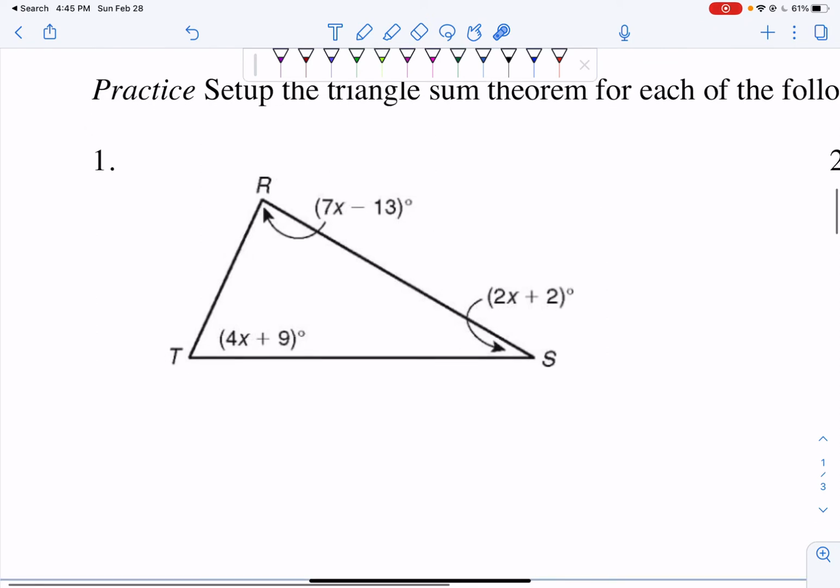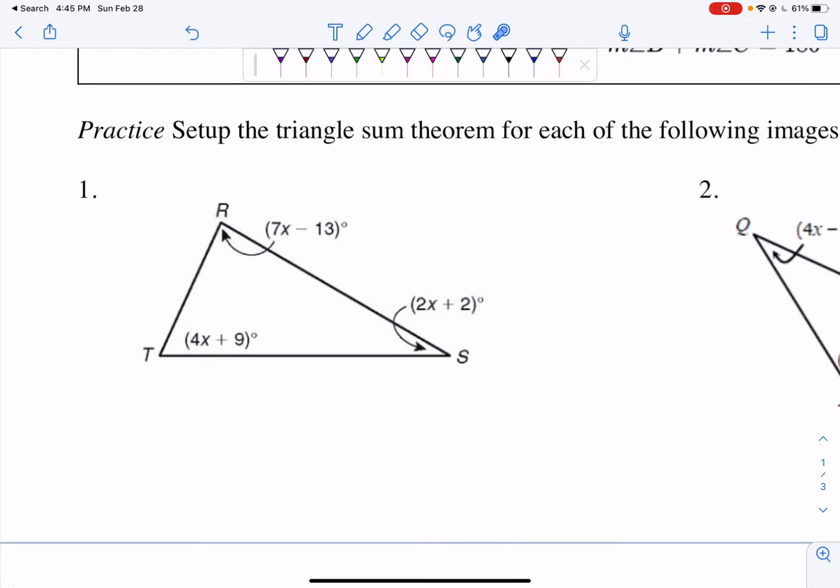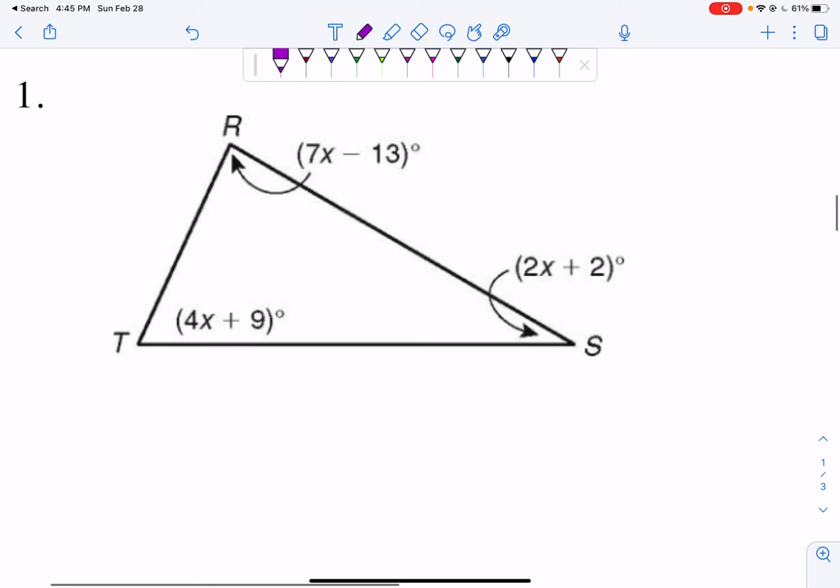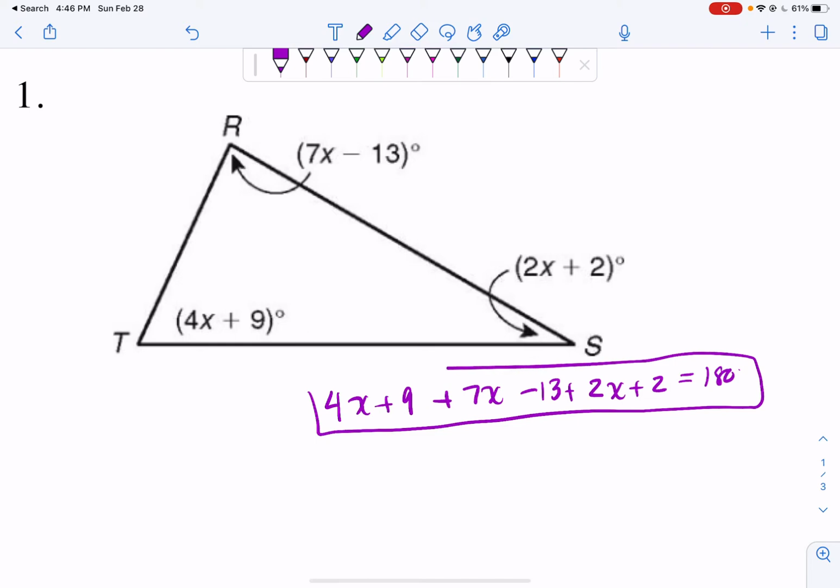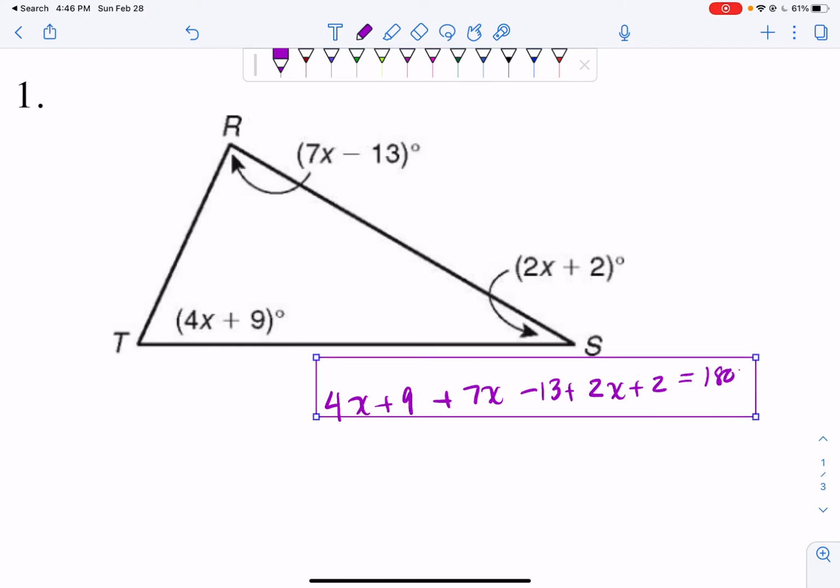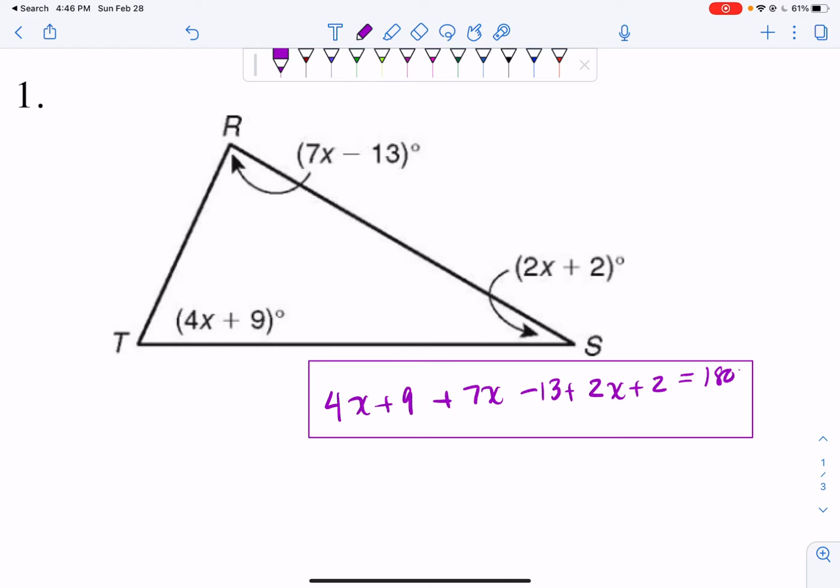So in my first image right here, I have 3 interior angles, and my interior angles are 4x plus 9, 7x minus 13, and 2x plus 2. Again, all I'm going to do is take those angles, add them up, and set them equal to 180. So my setup for this problem would be 4x plus 9 plus 7x minus 13 plus 2x plus 2 equals 180. And that would be your final answer. That's all we're doing today. We are just doing some setup. No solve, just setup. Okay?